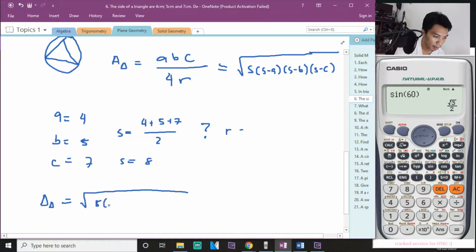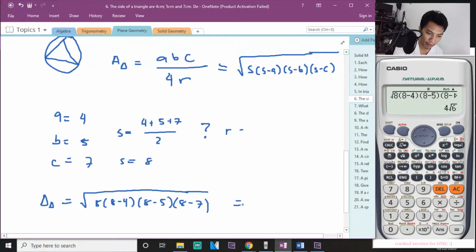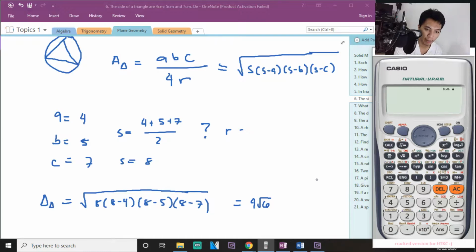That is 8. 8 minus 4, 8 minus 5, 8 minus 7. Okay, calculate natin. Let us calculate. So, square root ni 8, tapos 8 minus 4, 8 minus 5, 8 minus 6. The 7 pala. So, 4 square root of 6 ang kanyang area. Yan. So, you have the area ng triangle na.